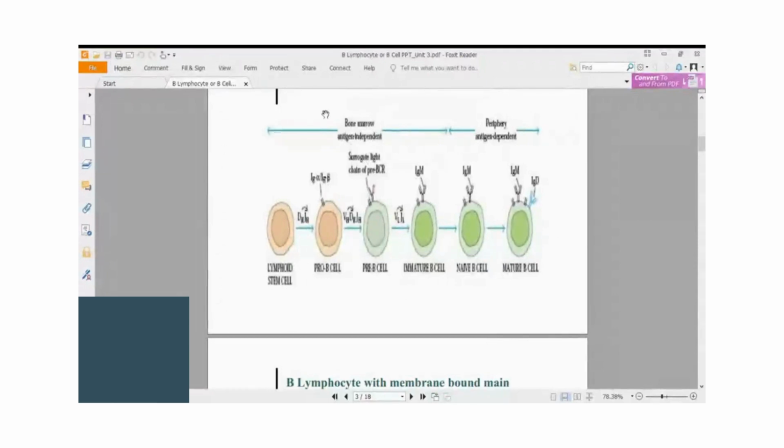It is mentioned as bone marrow. In the bone marrow, the clones of pre-B cells will be produced with the receptors that are already present on them because of the influence of IL-7. Now they are ready to leave the bone marrow. After they express the receptor, they are ready to leave the bone marrow.